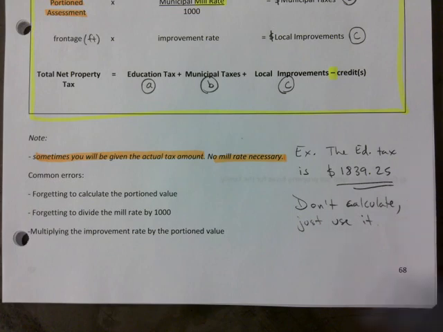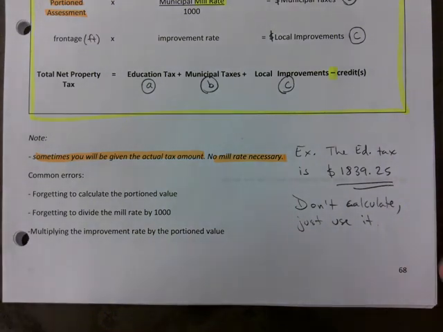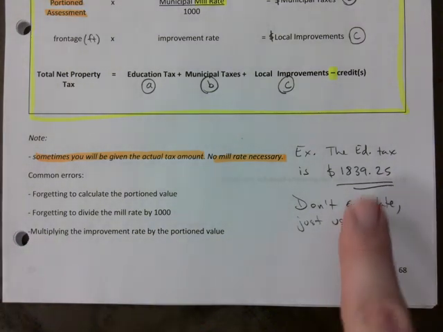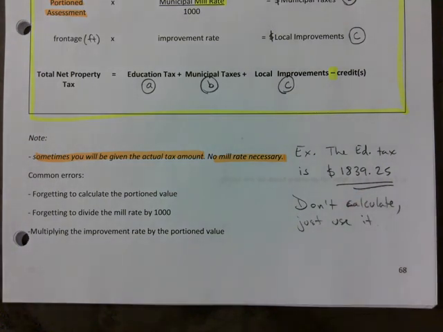This number will come back later when you're starting to add everything up. So sometimes you're not going to have to do the mill rate thing. It has happened so many times and students didn't know what to do with it. So they would just multiply that by some kind of mill rate, because I told them it's always times a mill rate. If they give you that, it's it. That's it. Okay?